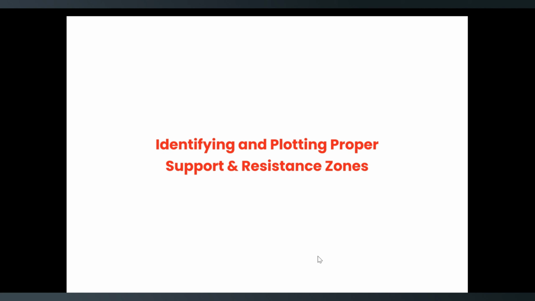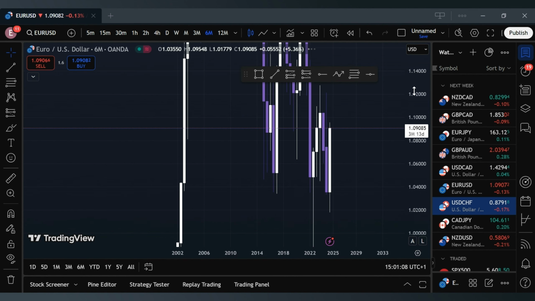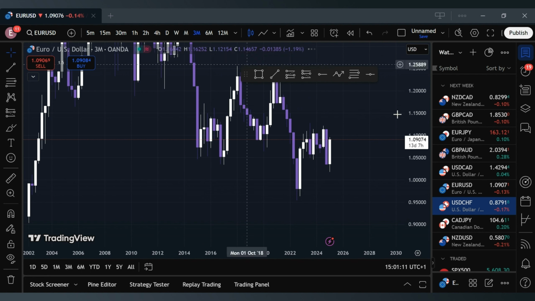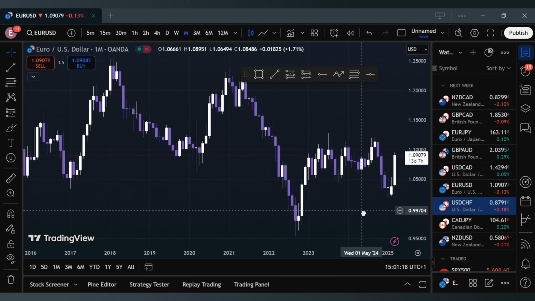So next we have identifying and plotting proper support and resistance zones. Based on this, I'm now going to go straight into the charts to show you how to identify and plot proper support and resistance zones. So let's go right into the charts. Here in the charts, this is Euro USD. Let us go through Euro USD based on what we have just learned about support and resistance zones.